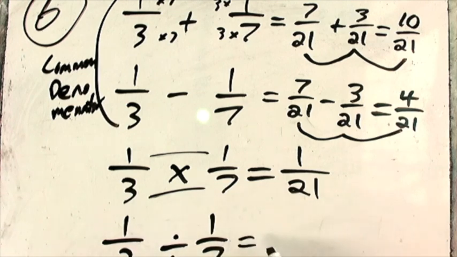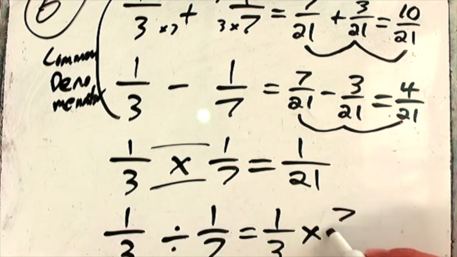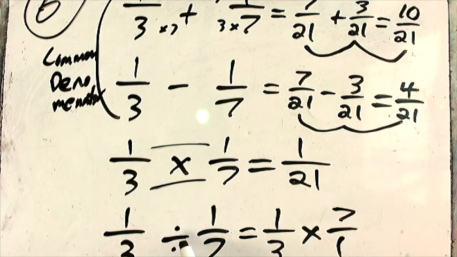Division. Division is like a secret multiplication question. What do I mean? Well, this is the same as writing the first number, the first fraction, times flipping this, 7 over 1. What? That doesn't make any sense. Division is just multiplication flipped. As weird as that sounds, 1/3 divided by 1/7 is the same thing as 1/3 times this flipped 7 over 1.